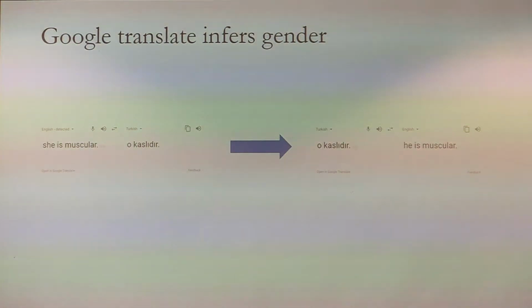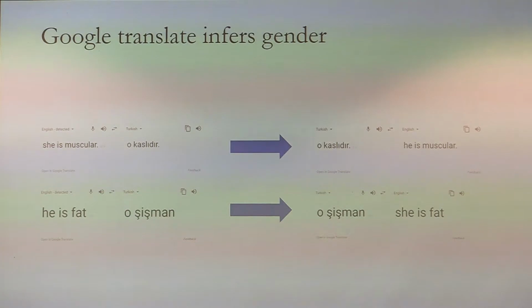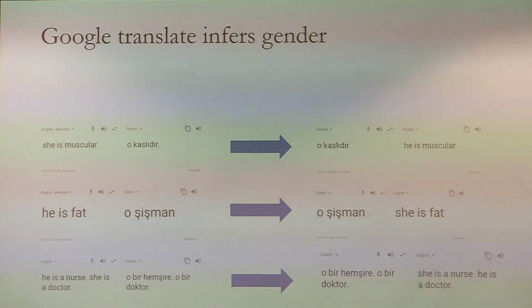But now if we want to take that same thing and go back to English, now it has to suddenly decide, are we talking about a he or a she? In the case of muscular, it makes this inference. We're talking about a he. And we can do this for a bunch of different examples. In the case of fat, it's a she. In the case of nurse, it's a she. In the case of doctor, it's a he. Programmer is a he. It starts fitting all these stereotypes, which is really interesting.